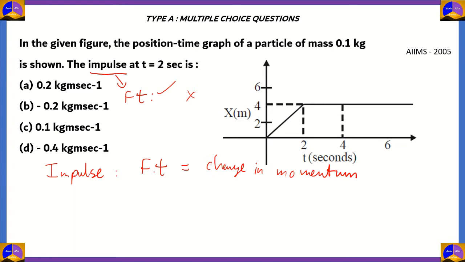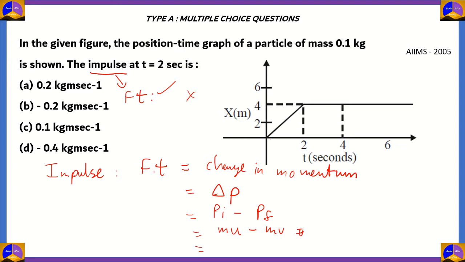Whereas force we could define as the rate of change of momentum. Impulse is defined as the change in momentum. That's why impulse is often written as F dot t. So delta p will give you the value of impulse. Delta p is p final minus p initial. Now that means you'll have to take mv minus mu, which is equal to the following values.